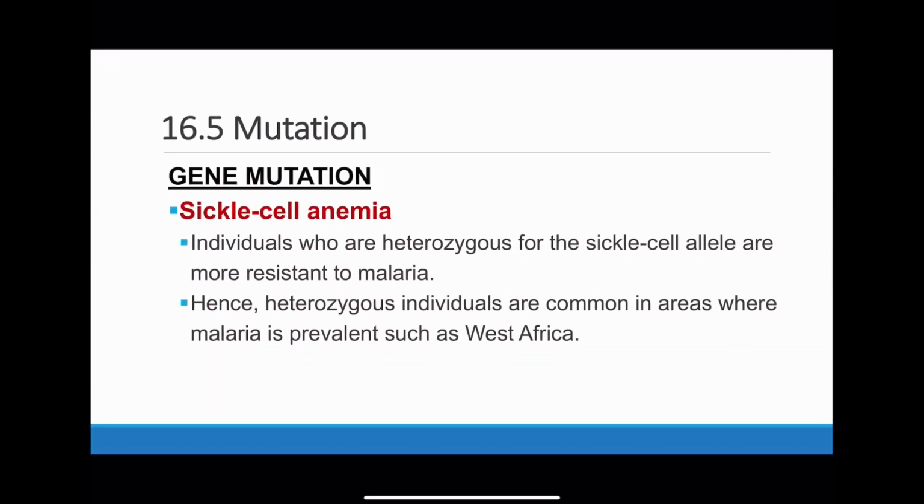In addition, one interesting fact to take note of for sickle cell anemia is that individuals who are heterozygous for sickle cell anemia, which means that they have a dominant allele and a recessive allele, tend to actually be more resistant to malaria. It's quite interesting because in areas like West Africa, where malaria is very prevalent, these individuals are usually the ones that can survive better than those who just have the dominant alleles.